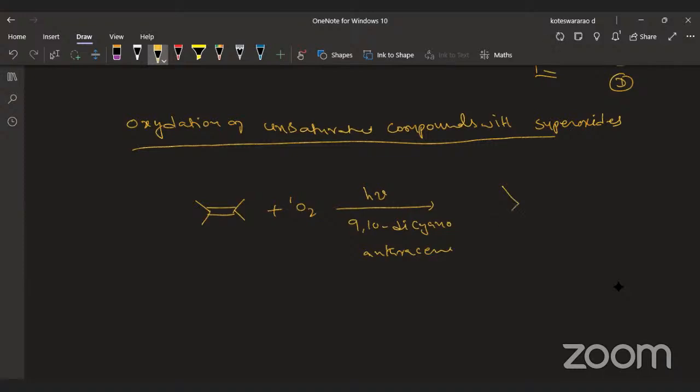Then it leads to the formation of acetone as the product. For example, you take a stilbene derivative, trans-stilbene. Under the same conditions, you carry out the reaction. It leads to the formation of benzaldehyde as the product. Two moles of benzaldehyde are generated.